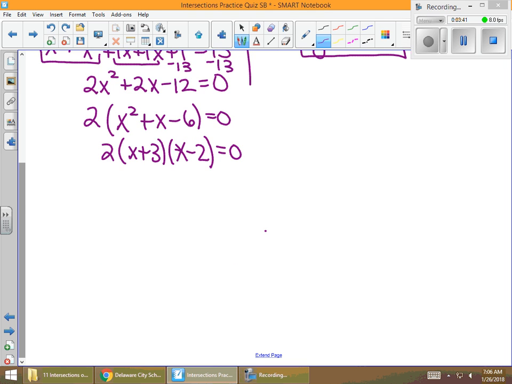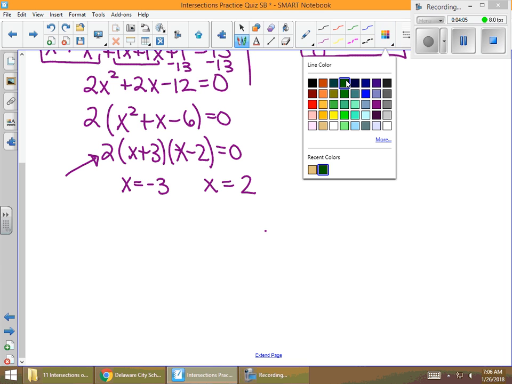Remember this, the 2 on the outside here at this point is just a scale factor. It doesn't change your roots. It doesn't have anything really to do with the solution. So you don't need to set that equal to 0. You don't need to do anything with that at this point. From this, we're getting x is equal to -3 and x is equal to positive 2. And again, we need to find the ordered pairs that are our solutions. We can't be done yet.